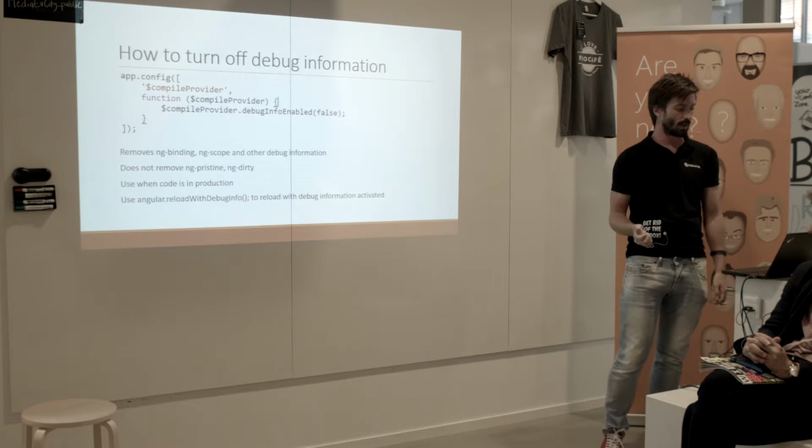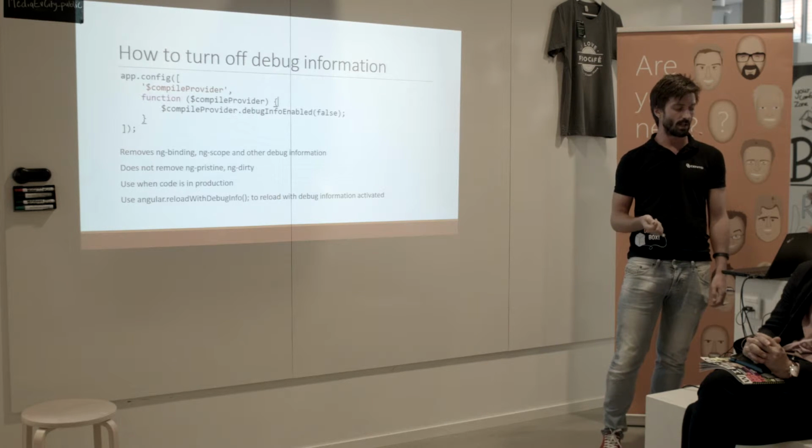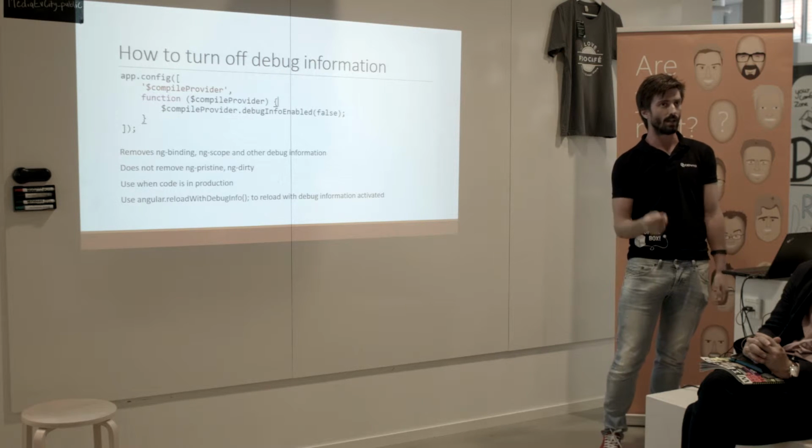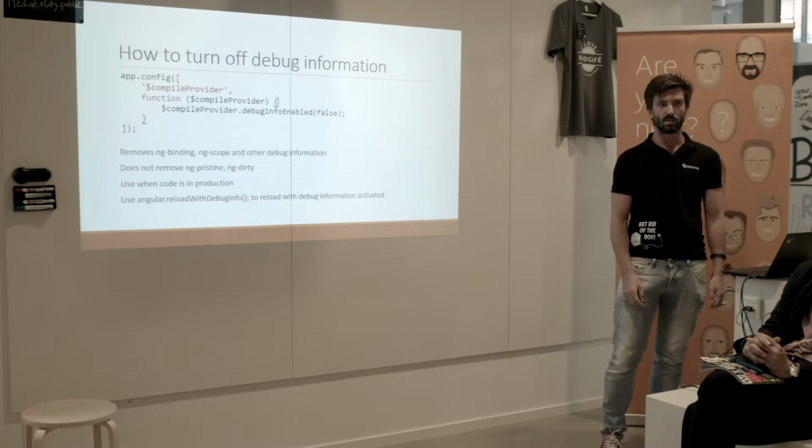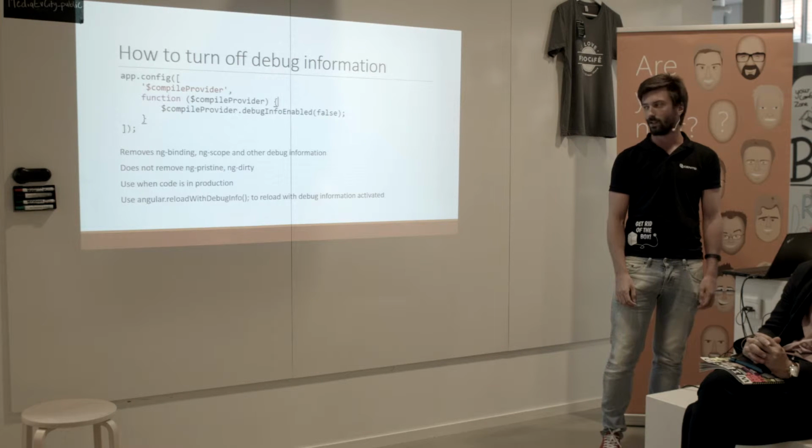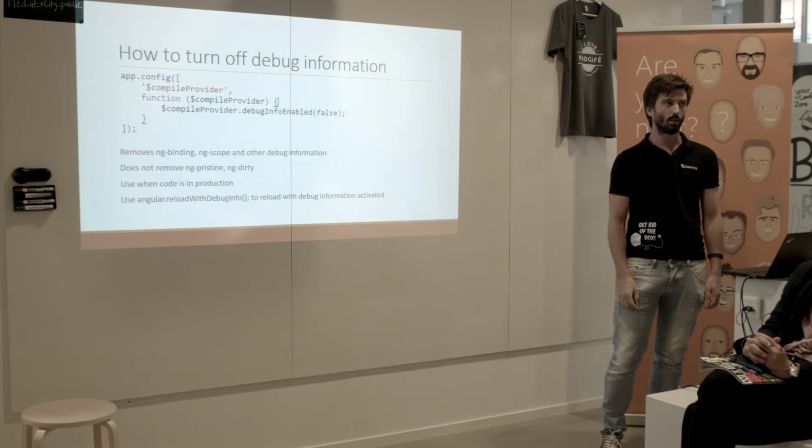Also to note, when you have debug info enabled set to false, you can actually turn it on again. So if you open your production application and see that, oh no, I have to debug it, you just open your JavaScript console window and enter angular.reload with debug info, and it will reload with all the debug information activated.